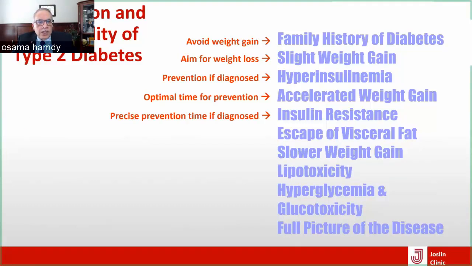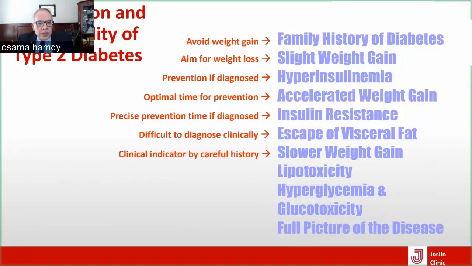If you diagnose insulin resistance, you know that you are further in the disease process, but it is still a precise prevention time if diagnosed. Now, escape of visceral fat is difficult to diagnose, but you can measure free fatty acids, and you can ask about the slower weight gain that happens, especially in the central area. If you take a careful history, you will know. Lipotoxicity is a dangerous situation, and at that stage, definitely intervention should occur.